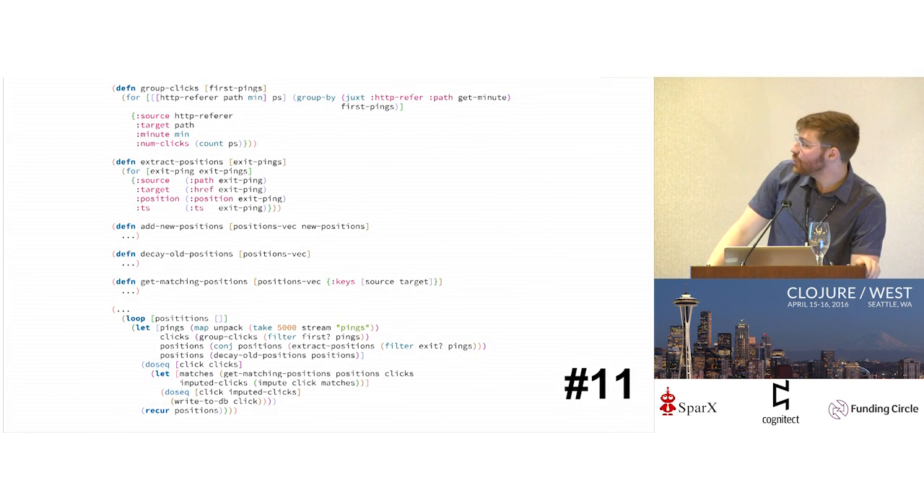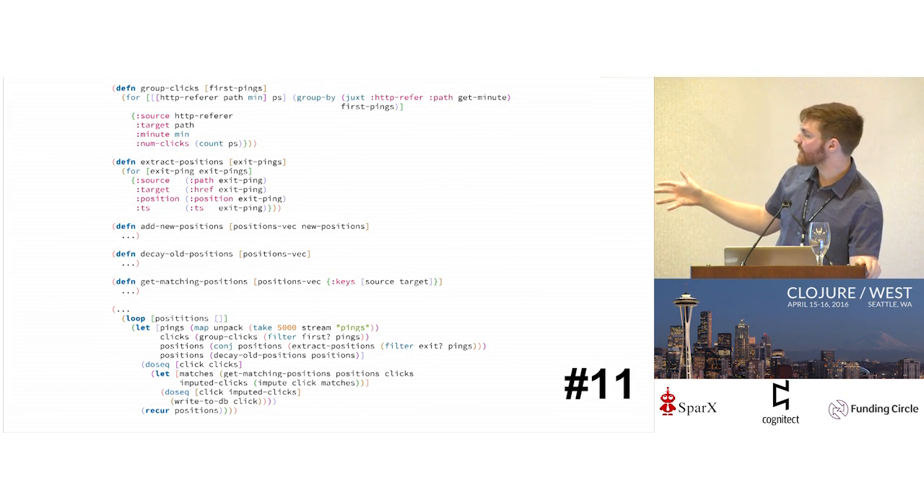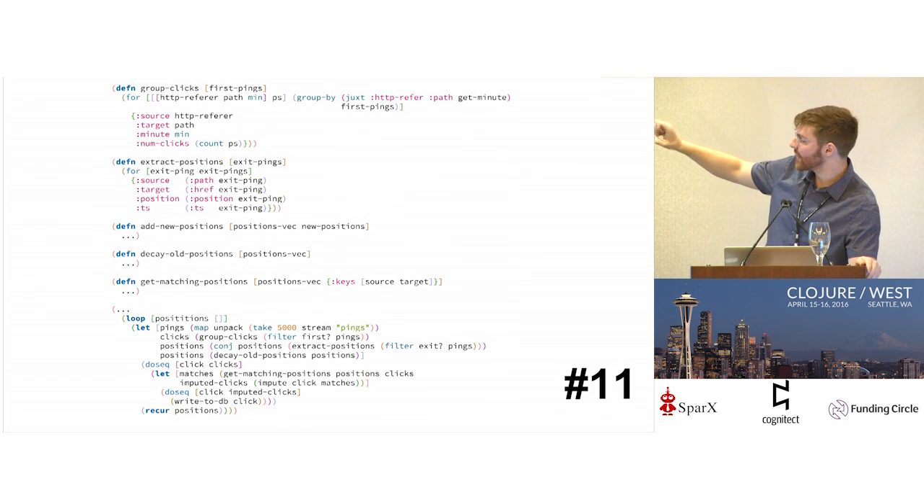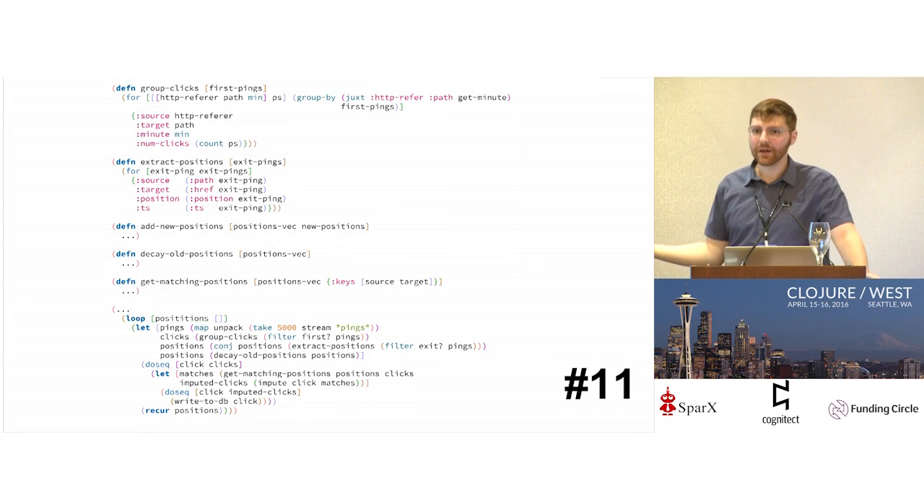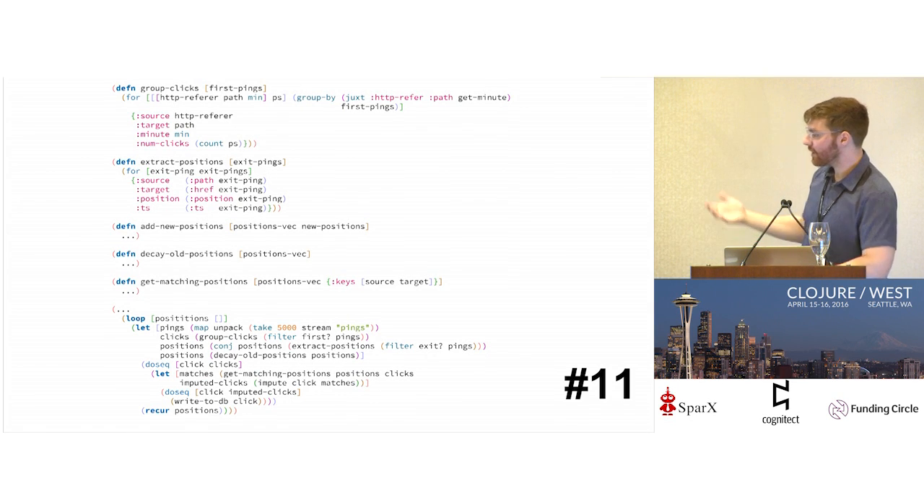So I'm not going to get too much into the slide because it's kind of messy, but this is our new consumer. The biggest difference here is that instead of writing to the database, we're taking that grouped click data and just storing it as a map, and then we're taking this position data and creating a bunch of these position maps. And then we're storing those position maps inside of some sort of data structure to hold on to it. And right now that data structure is a vector.